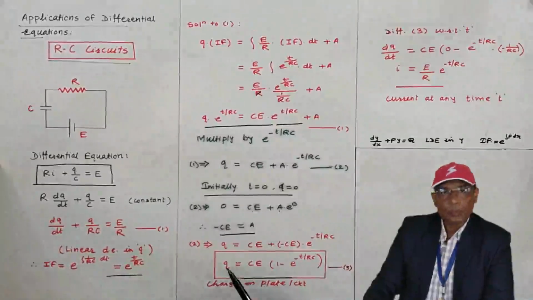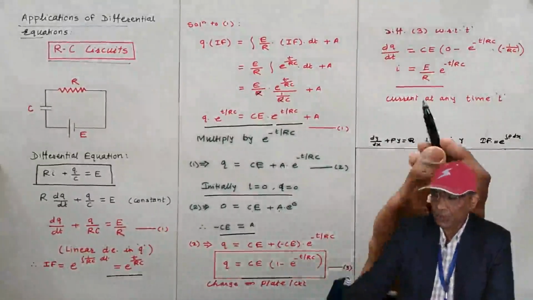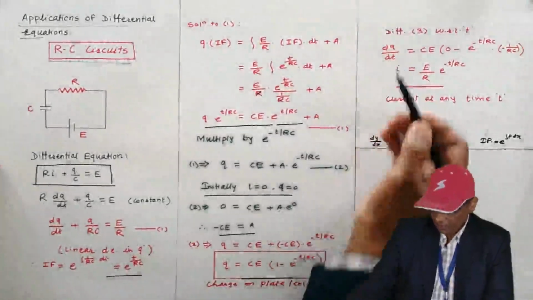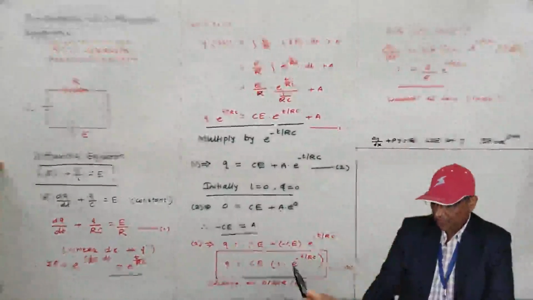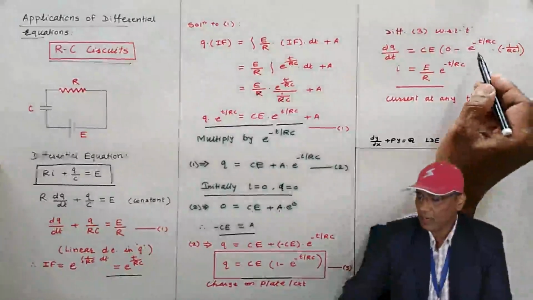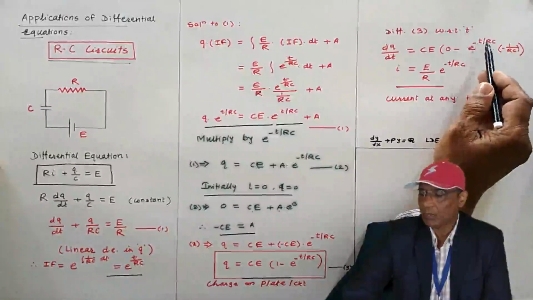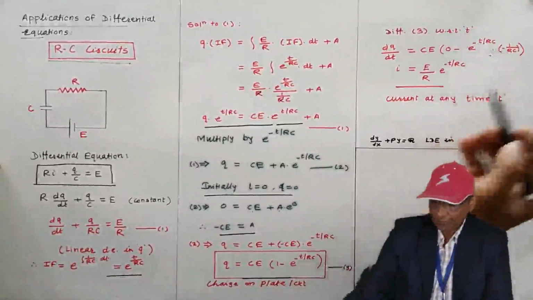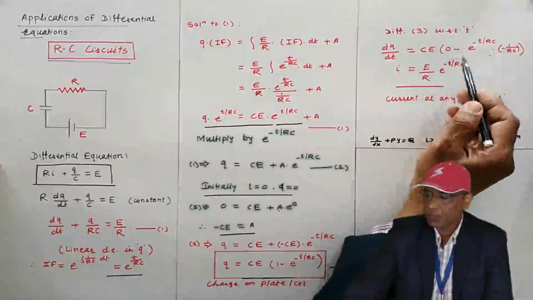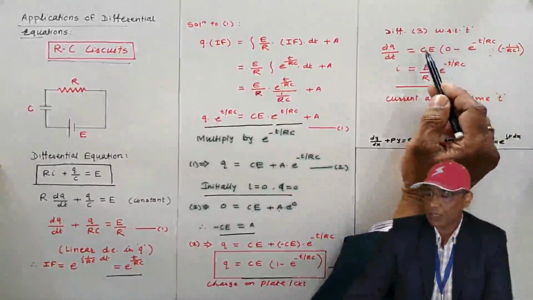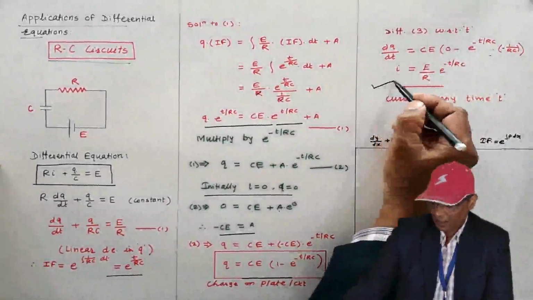take derivative of Q, because dQ by dt is what? I. Differentiate this equation with respect to t. dQ by dt, its derivative, CE is constant, multiplicative constant, derivative of 1 is 0, derivative of e to the power minus t by RC is same as it is, and derivative of minus t by RC is what? Minus 1 by RC in the multiplication, because I am taking derivative now. Here we have taken integration, here I am taking derivative. Now minus minus plus here, this exponential term as it is, then C gets cancelled, the E by R will remain. In this way, we found current and the charge.